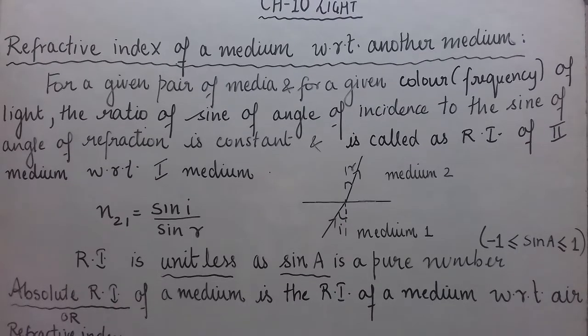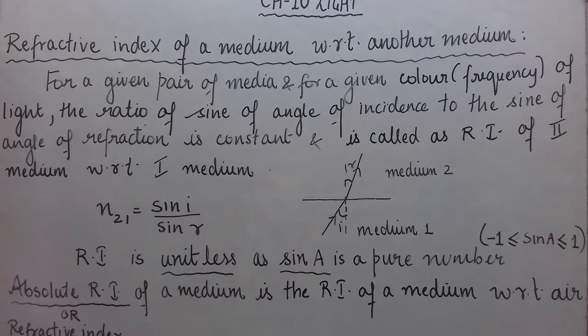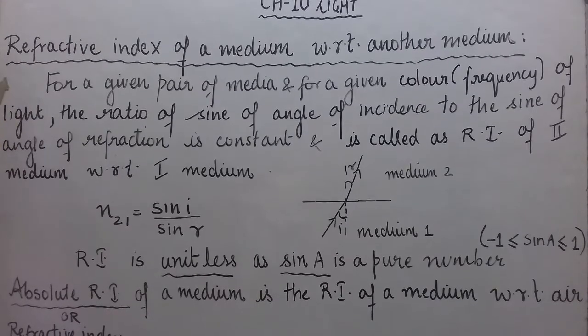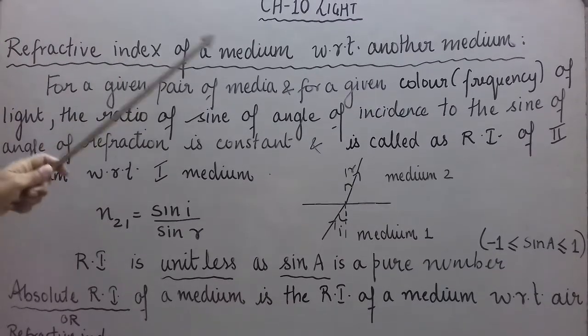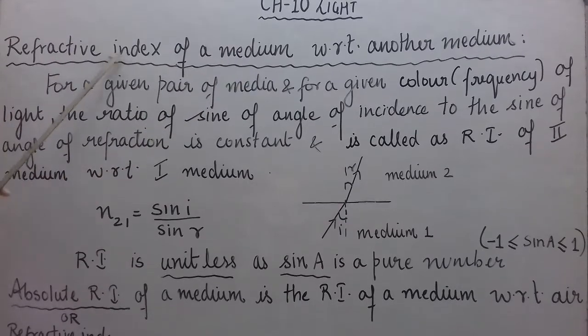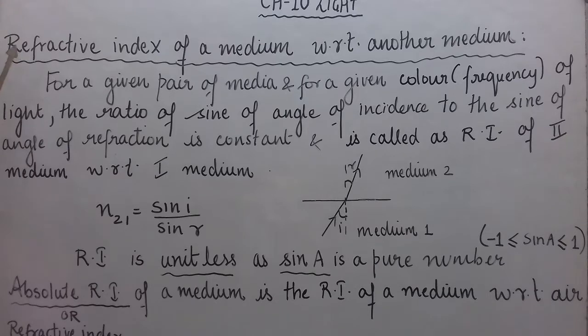In this lecture today, we are going to study what is relative refractive index, what is absolute refractive index, and different expressions that we can write for them. So let us first recall Snell's law of refraction, which gives us the definition of refractive index of a medium with respect to another medium. Since this is a definition for refractive index of a medium with respect to another medium, indirectly it is a relative refractive index of a medium.